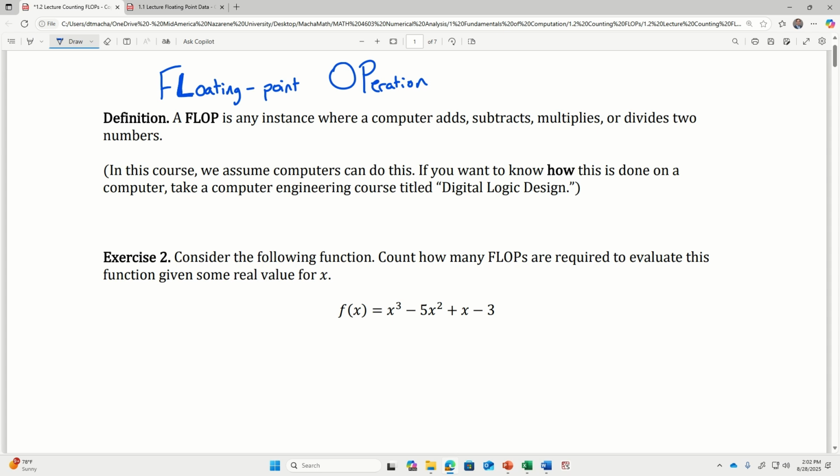Now, Connor, tell us why you think 8. Where do the 8 flops come in? You multiply x times itself 3 times, and then you subtract and 2 more for the 5x, and then add and subtract x.